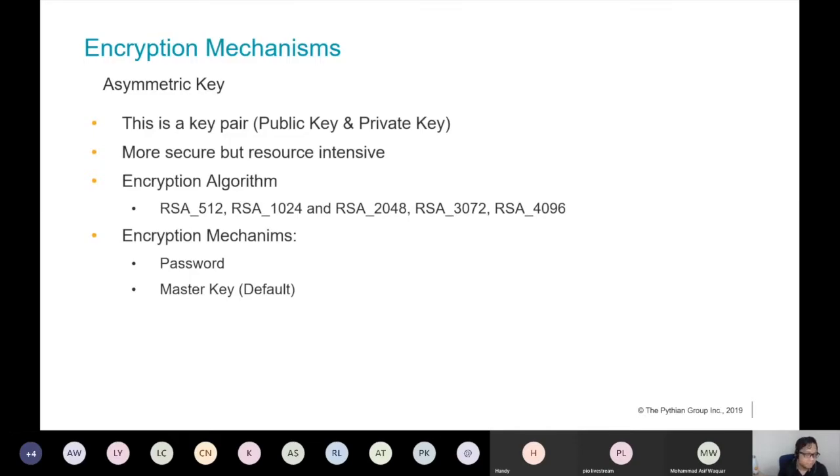And then we have the asymmetric key. Asymmetric key uses a key pair. It's more secure than symmetric key, but the downside is it's more CPU intensive. Among the three, this is the most resource intensive mechanism. You can encrypt your asymmetric key using the RSA algorithms from 512 to 4096. The numbers are just the number of bits. The higher the number of bits for the keys, the harder it is to crack, and the more complex the algorithm is, so it's more secure. I think SSL uses 1024 or 2048, so it uses a similar encryption algorithm as SSL. You can then encrypt an asymmetric key using a password or a master key, which is the default.